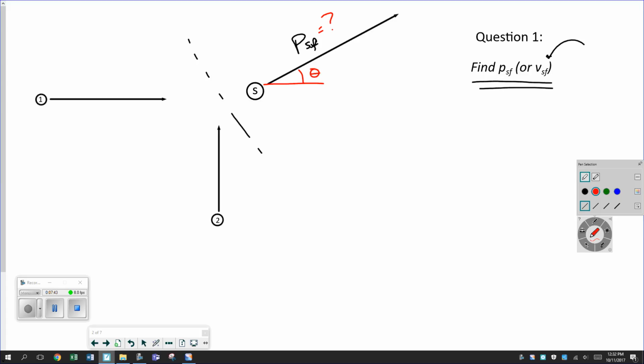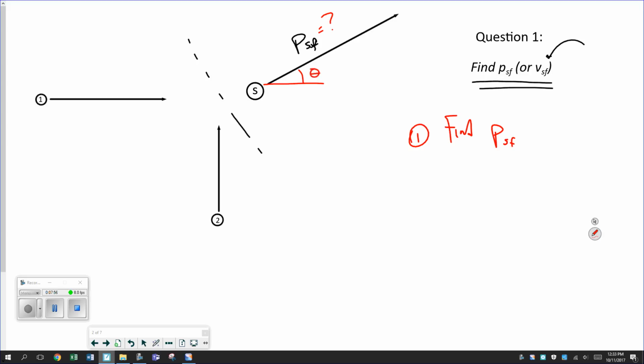If that's the case, the only way to find both of those things, how big that vector is and what direction it points, is to find P system final X and P system final Y, and maybe the V's. It's a question: we ask for P or we ask for V. So find the components first.